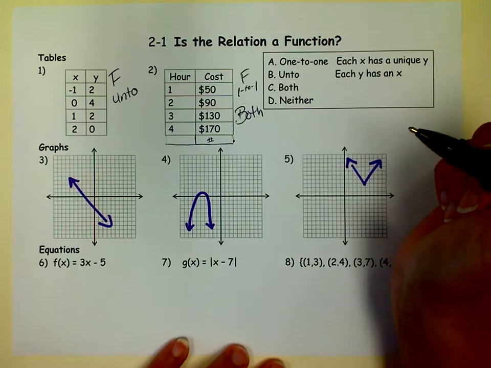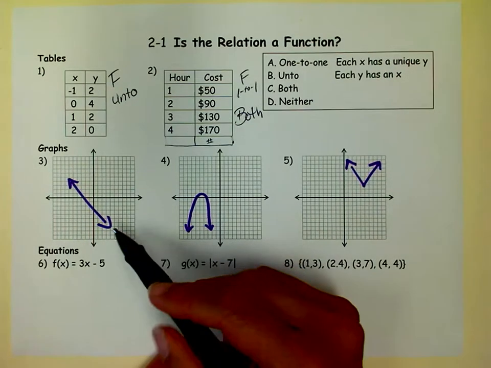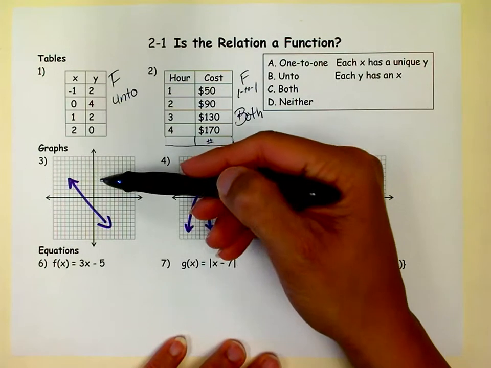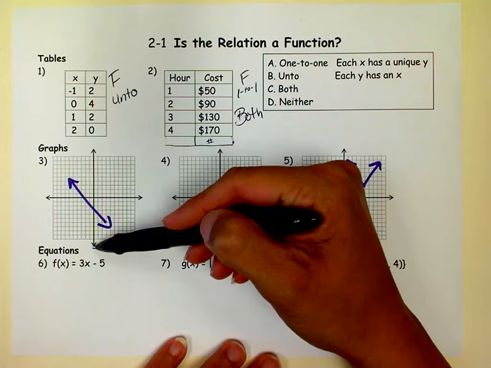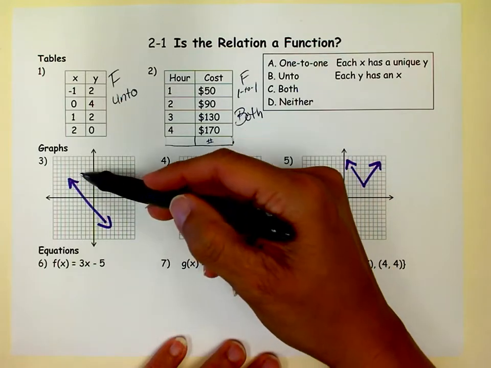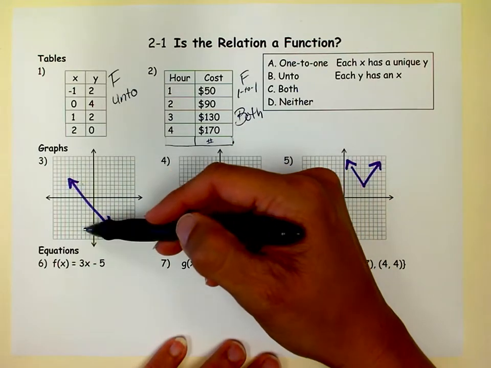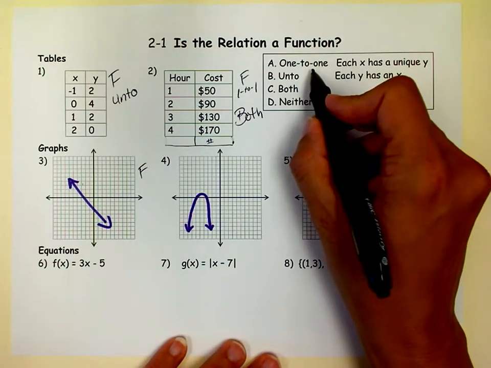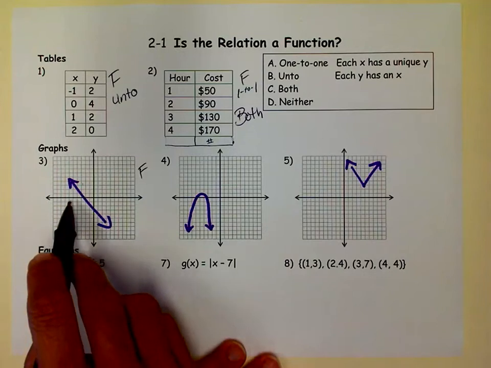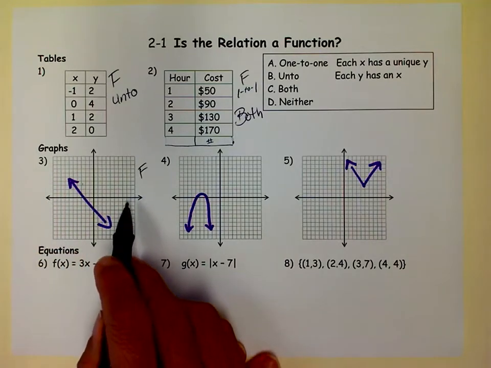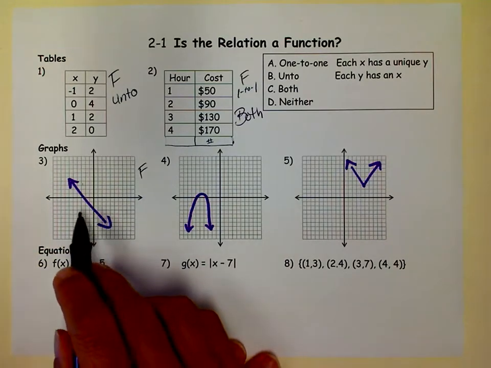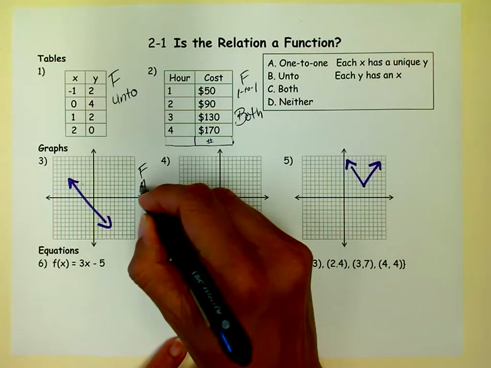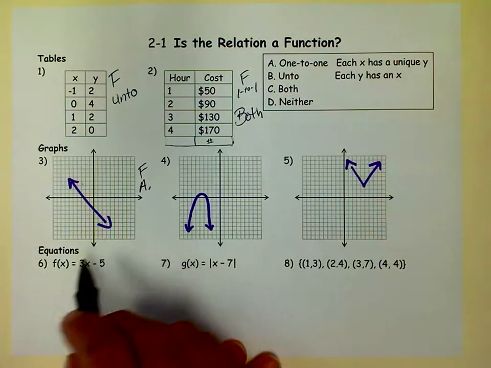Now on to graphs. When you have a graph, to determine if it's a function, you use the vertical line test. So we draw vertical lines, and if it only crosses once, then we know it's a function. And this is a function. It only crosses once, so we know it's a function. To determine if it's one-to-one, we do a horizontal line test. So when I do a horizontal line test, again, no matter where I draw the horizontal line on this graph, it only crosses once. So I'm going to put an A there for one-to-one.